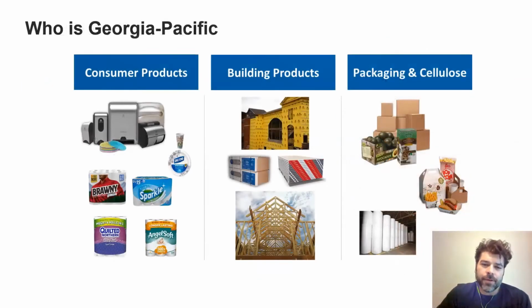Georgia-Pacific is a large integrated pulp and paper company. We have three main businesses: consumer products, which is paper goods, things like paper towels, tissue, plates, and cups; building products, which are things like lumber and plywood and wallboard; and packaging and cellulose, which is cardboard, anything that's built out of cardboard. And cellulose is the fluffy stuff that's in diapers or in other absorbing products.